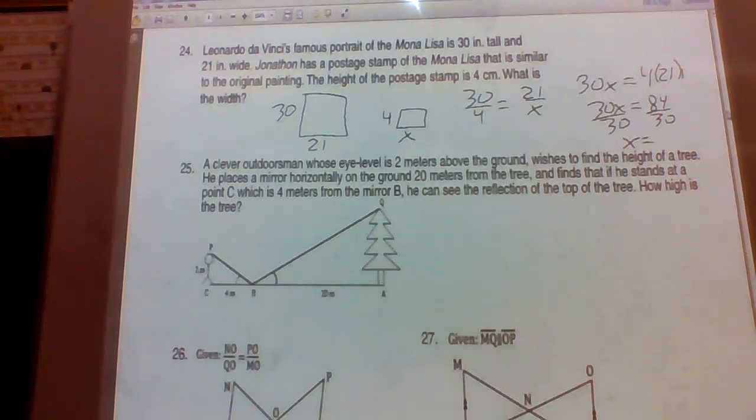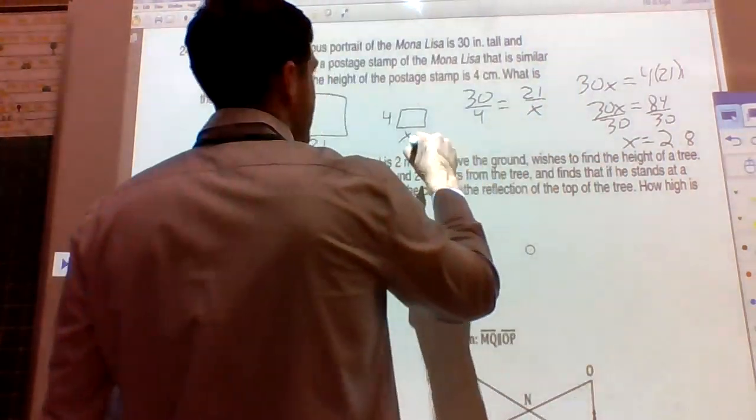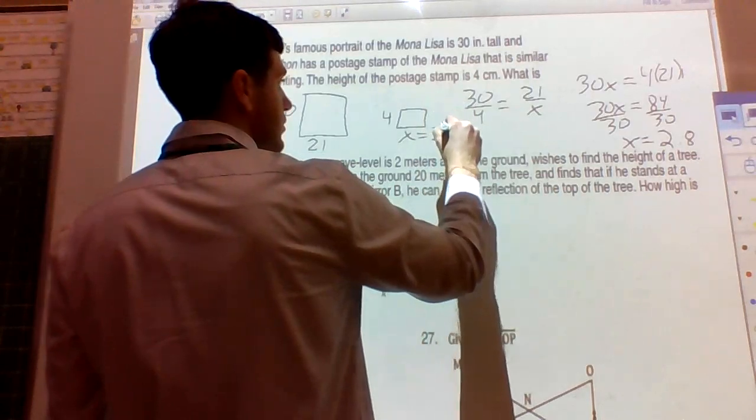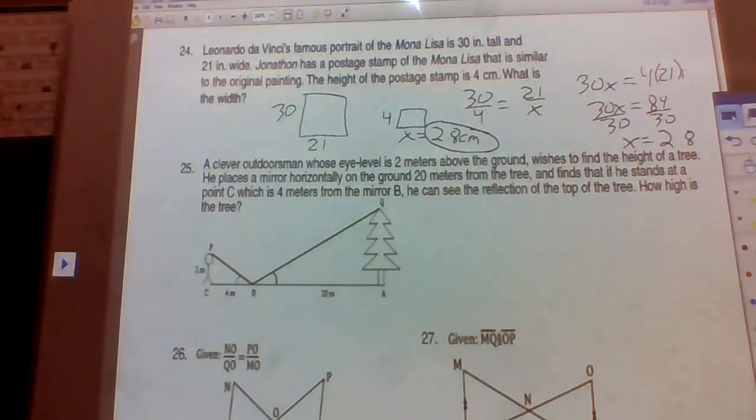What is it? Control enter. 2.8. So the width of the stamp is going to be 2.8 centimeters. 2.8 centimeters is the width.